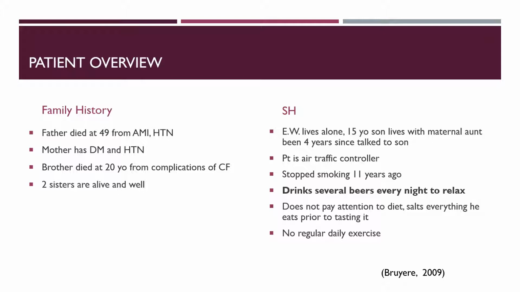EW lives alone, but he has a 15-year-old son who lives with his maternal aunt. Unfortunately for EW, he has not seen his son or talked to his son in 4 years. EW is an air traffic controller who stopped smoking about 1 year ago. He admits to drinking several beers every day to relax, and he does not pay attention to his diet. He salts his food prior to tasting it, and he does not engage in regular exercise.